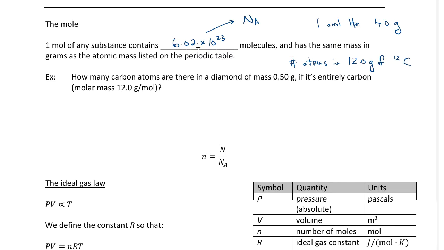You can think of a mole, 6.02 times 10 to the 23, as being like a dozen. It's always the same number of whatever we're talking about. And I've said molecules here, but it could be atoms, it could be any kind of particles. 1 mole is just that many of them.